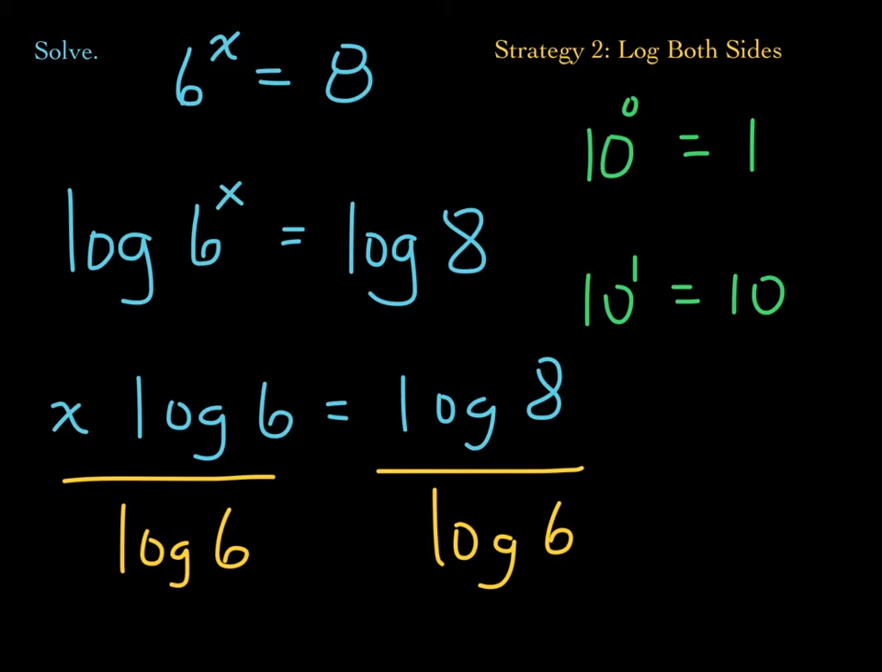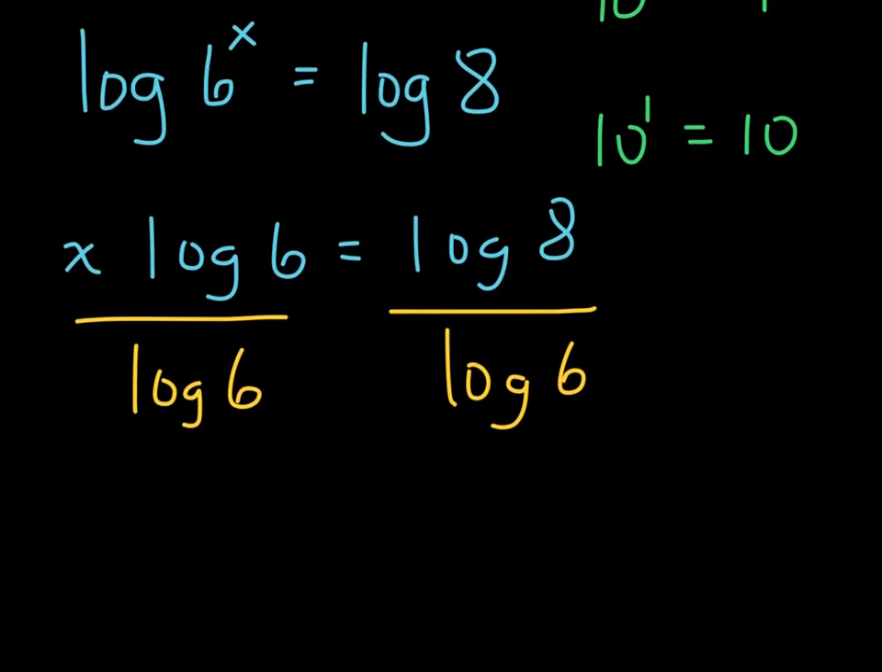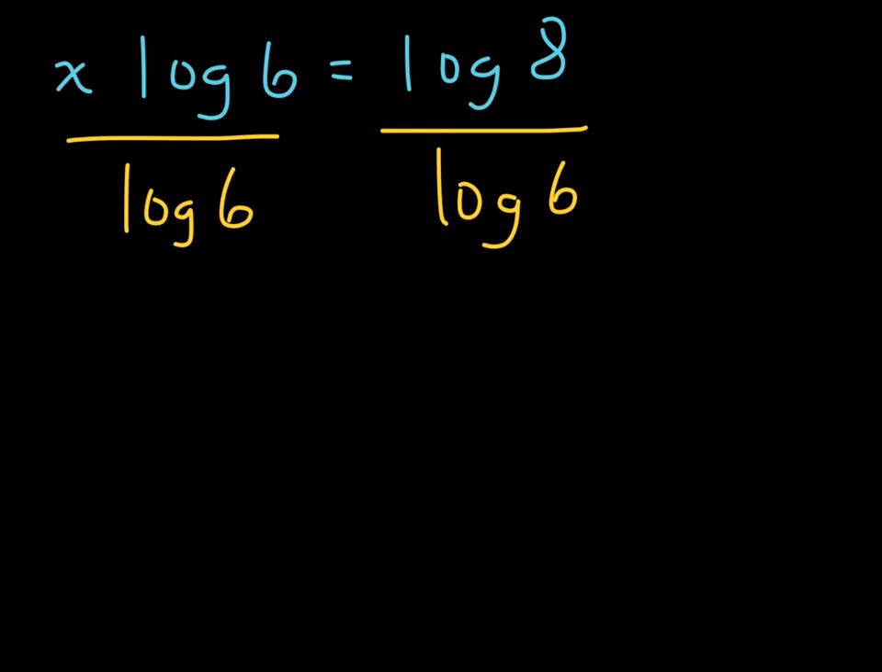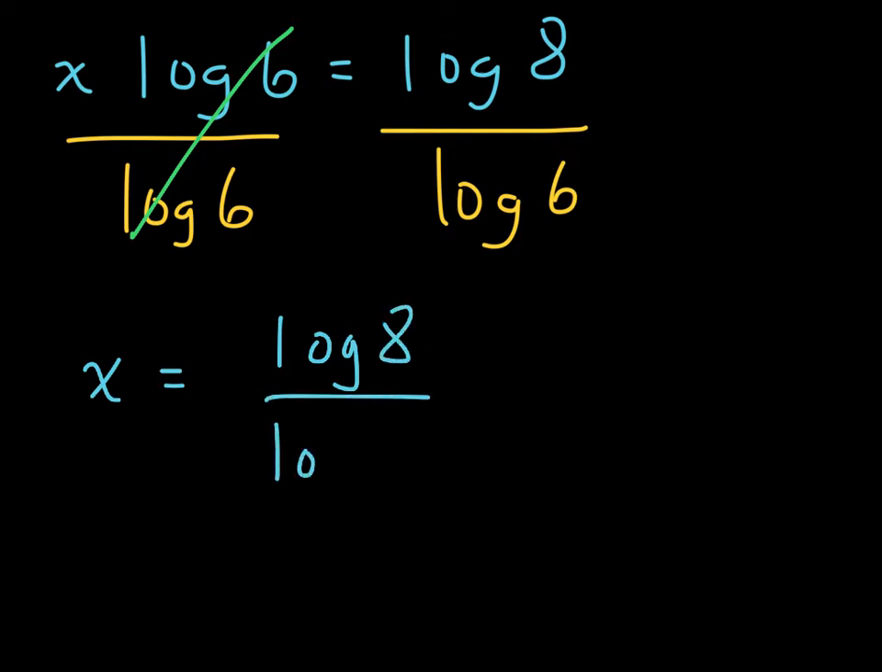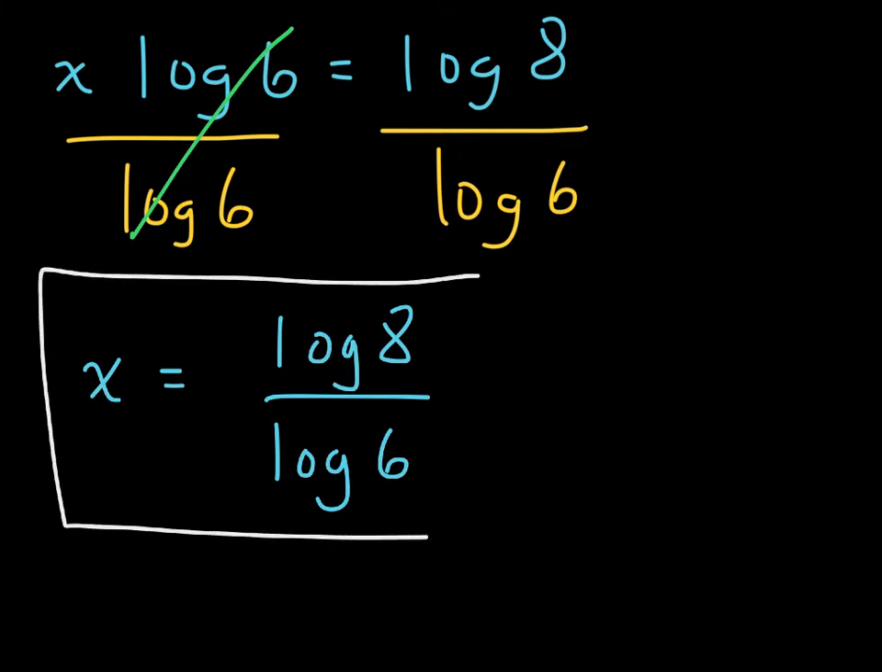So we're dividing both sides by a number to isolate x. Now, we know that what happens as a result is those two divide out. And so your exact answer is log of 8 over log of 6. It is important that you understand that this is an exact answer. When you're solving these equations, you want to get an exact answer.